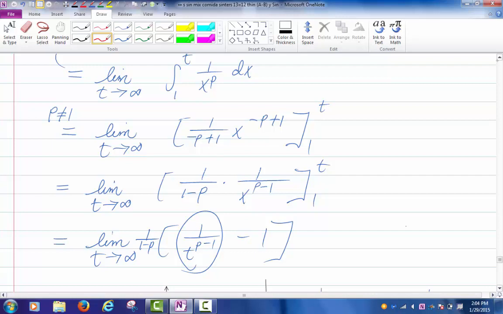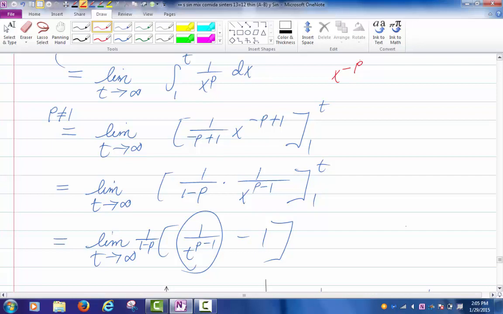If p is not 1, then I can apply the power rule. So what's the antiderivative? The integrand is x to the negative p, right? By the power rule, it's 1 over negative p plus 1, x to the negative p plus 1. You agree? That's my antiderivative, assuming p is not 1.